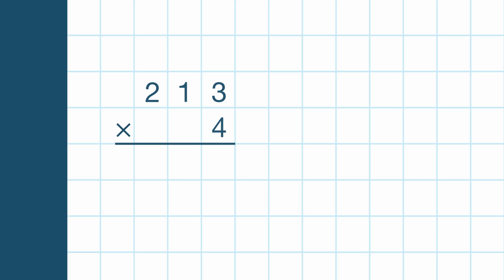Start by multiplying the ones place. 3 times 4 equals 12. Write the 2 in the ones place. Carry the 1. Write a small 1 above the tens place.